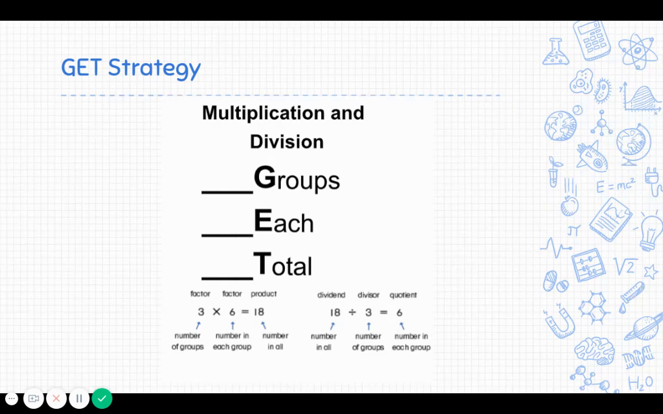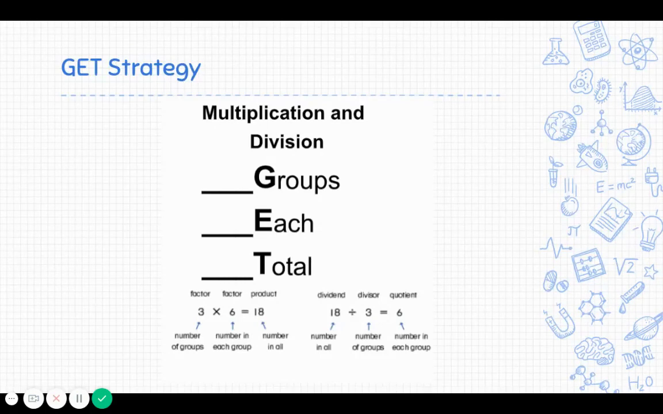Whereas for division, we always have the total. We always know the total, and we don't know the number of groups, or we don't know how many in each. But we have to know one of those two. So let's talk about multiplication. Multiplication is combining groups that have the same amount in each to find the total. Whereas division is having a total and separating it into groups, and each group has to have the same. So that's the relationship between the groups, the each, and the total, and that's why this strategy is so important.